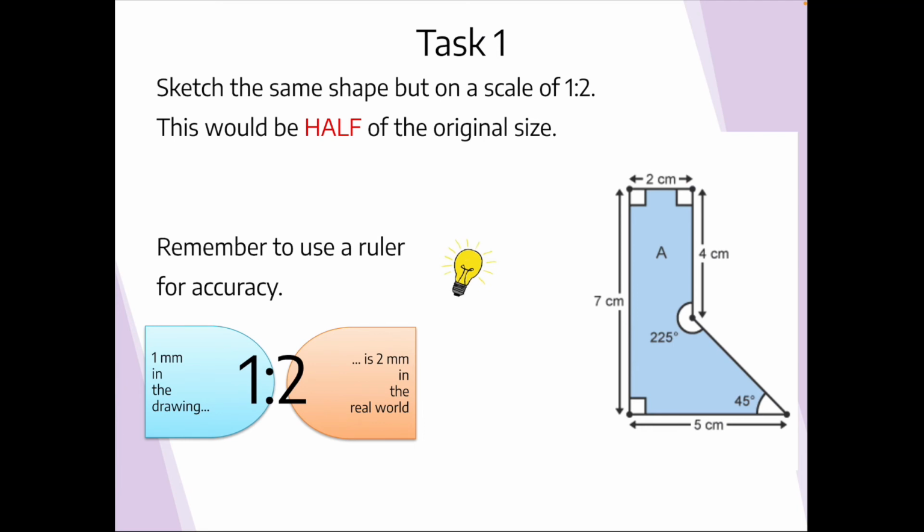Now, use a ruler for it. You don't have to get the angle spot on, it is just a sketch, but we are looking for you to get the sizes accurate. So remember, 1mm on your drawing is going to equal 2mm in the real world, so we're drawing it at half the scale.